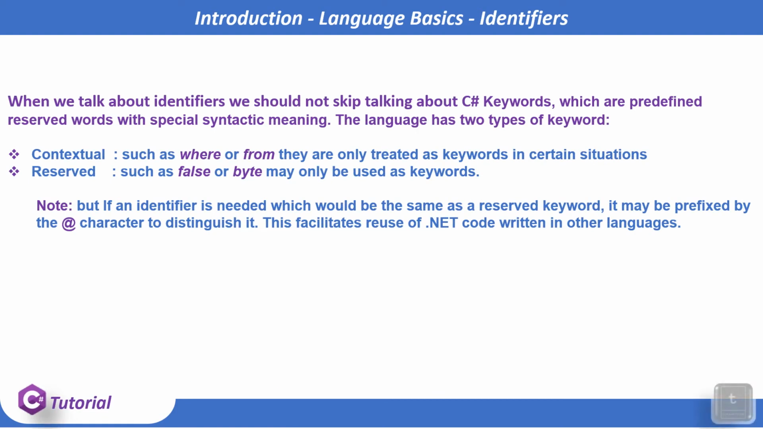When we talk about identifiers, we should not skip talking about C# keywords, which are predefined reserved words with special syntactic meaning. The language has two types of keyword: contextual, such as where or from, which are only treated as keywords in certain situations, and reserved, such as false or byte, which may only be used as keywords. Note: if an identifier is needed which would be the same as a reserved keyword, it may be prefixed by the @ character to distinguish it. This facilitates reuse of .NET code written in other languages.